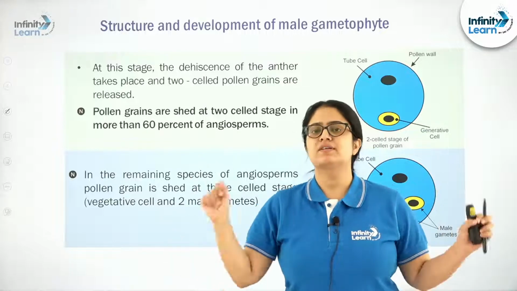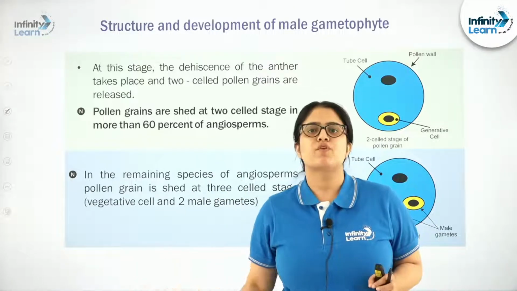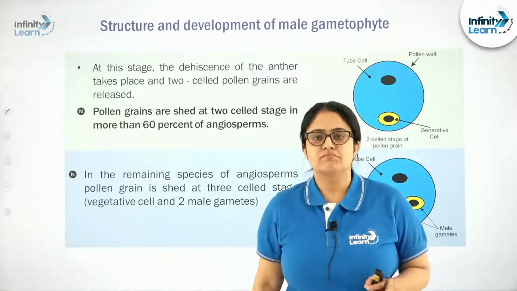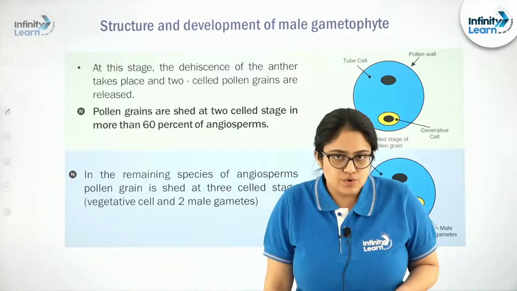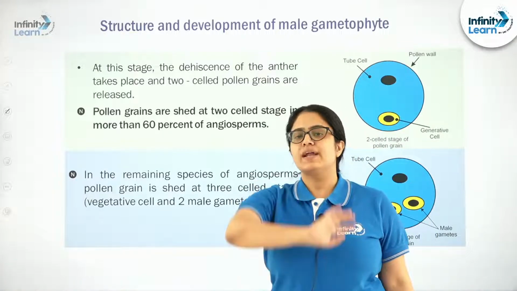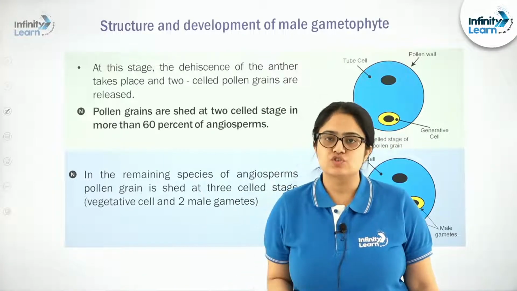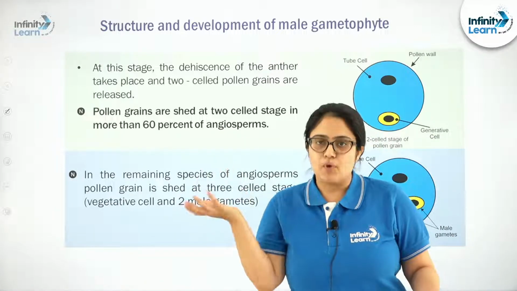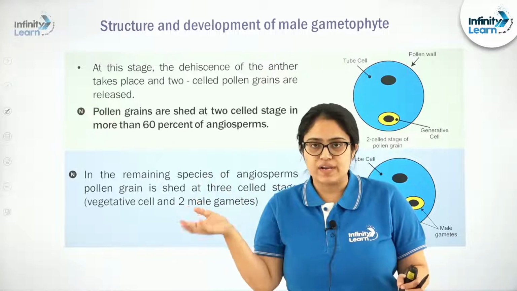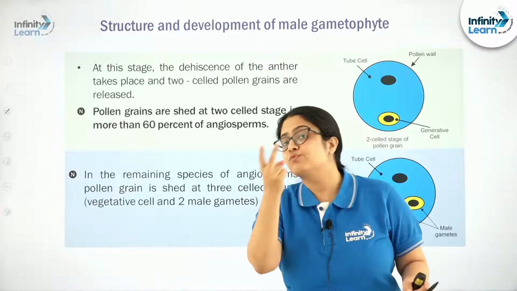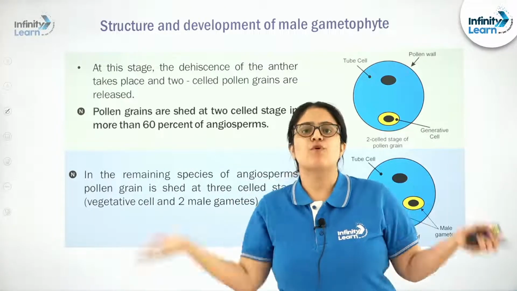But you need to remember the result. The end result is there will be formation of 2 male gametes and 1 vegetative cell or vegetative nucleus present in a male gametophyte, talking about the 60%, right. Now, in the remaining 40% of angiosperms, before the dehiscence of the anther or before pollination, before the pollen grains come out, the generative cell will undergo mitosis and form 2 male gametes before pollination, right.